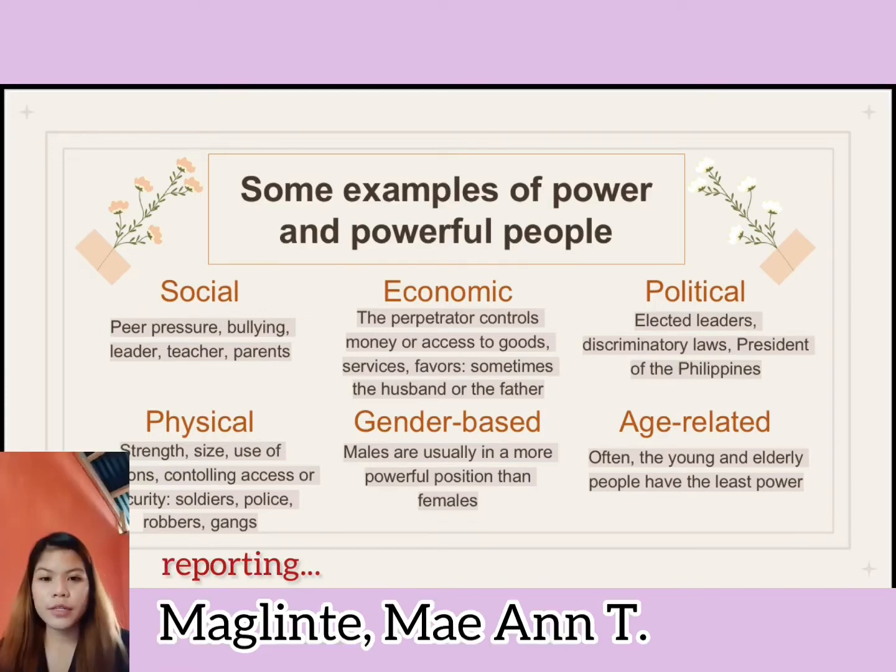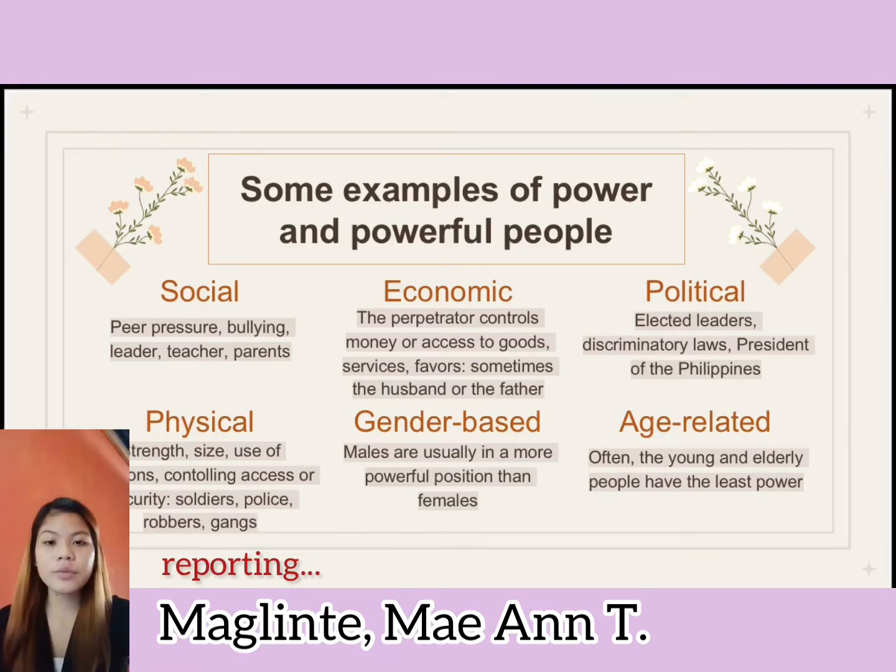The fifth one is gender-based power. Males are usually in a more powerful position than females. This was especially true in the past, when females were not allowed to participate in politics and events in society. Females were just left at home doing household chores and looking after the children. But I don't think that this is still applicable in today's generation because of women empowerment, and I believe that women can do what men are capable of doing.